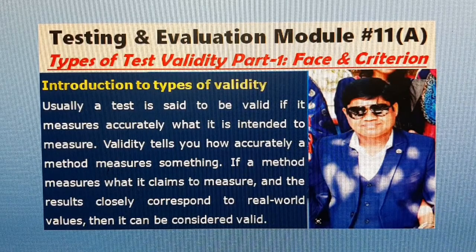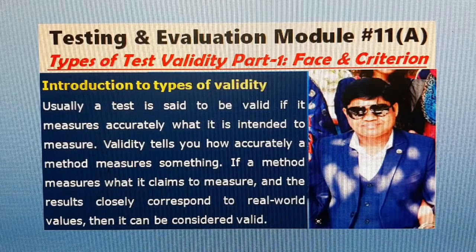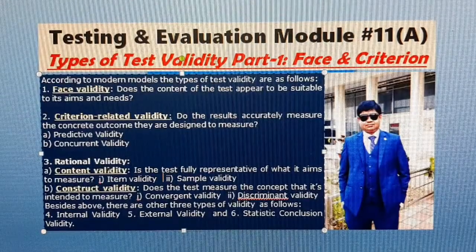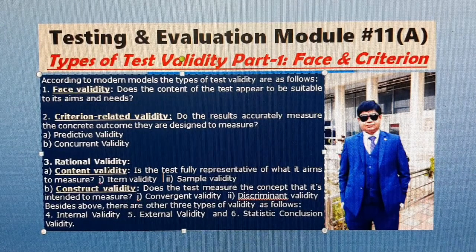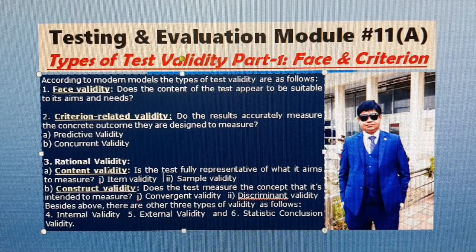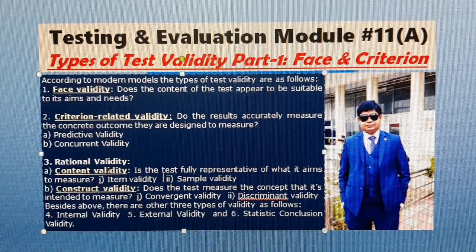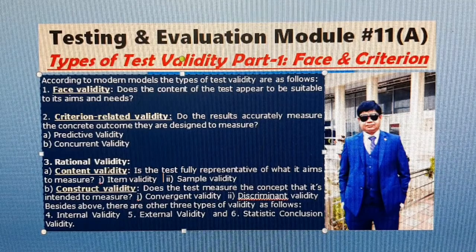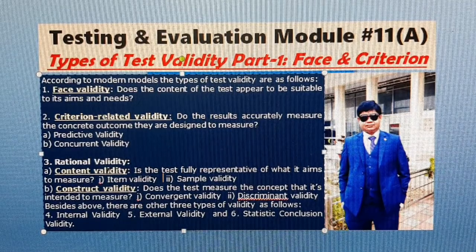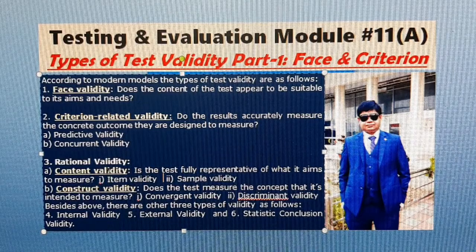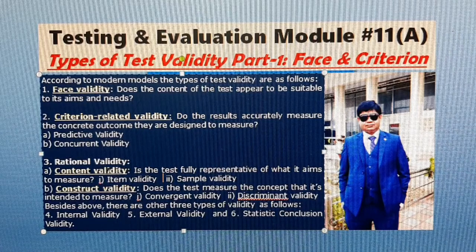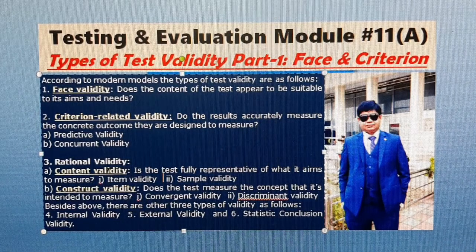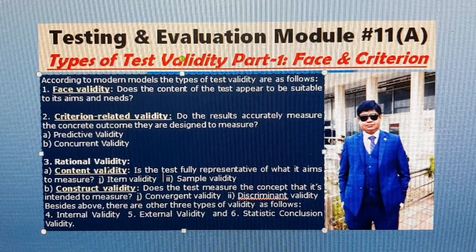According to modern models, the types of test validity are as follows. Number 1. Face validity. Does the content of the test appear to be suitable to its aims, needs and purposes? Number 2. Criterion related or criterion based validity. Do the results accurately measure the concrete outcome they are designed to measure? Criterion validity includes A. Predictive validity and B. Concurrent validity.